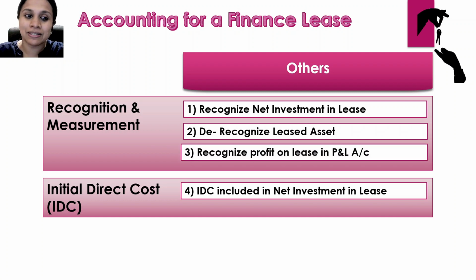The complication comes in the initial direct cost. The initial direct cost is not expensed out. Instead, it is included in the net investment in lease. Now, this is where I did not find an example of accounting for initial direct cost by a lessor in any of my sources. So, I have solved it in the example on the basis of my own understanding.